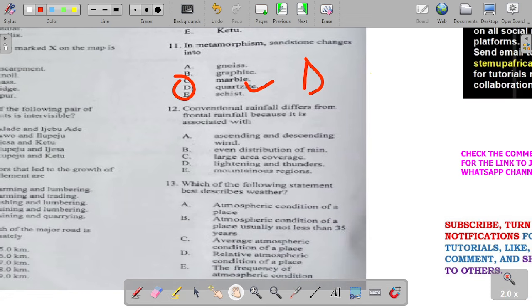Number 12, conventional rainfall differs from frontal rainfall because it is associated with ascending and descending wind, even distribution of rain, large area coverage, lightning and thunder. 12 is D.